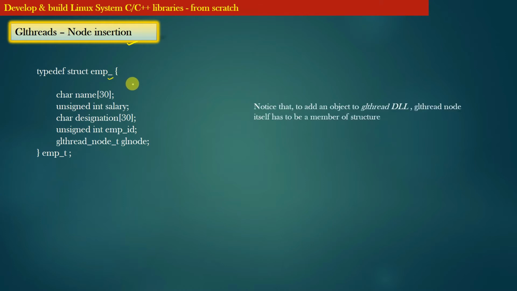Now notice that to add an object to a GLThread doubly linked list, the GLThread node itself has to be a member of the structure. You can see that this employee structure has a member called GLThread node. Now this GL node actually acts as a glue. Glue means that using this GL node, the employee object is going to stick itself, or in other words, insert itself, in a GLThread.